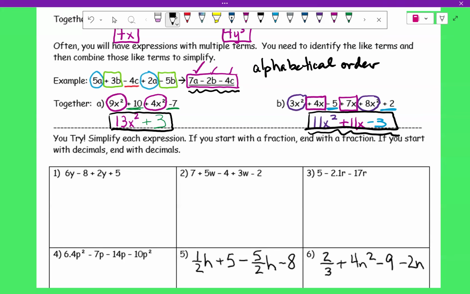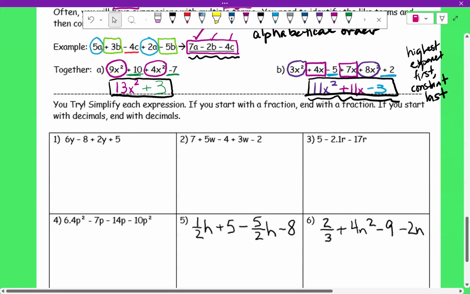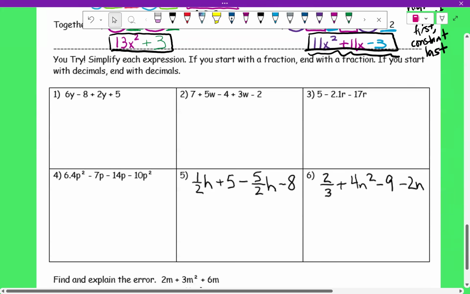And if there's not different variables, we list them with the highest exponent first, then the next lowest, and the constant last. So highest exponent first, constant last. And so we're going in descending value of exponent. All right. You try number 2 as well. See what you get.